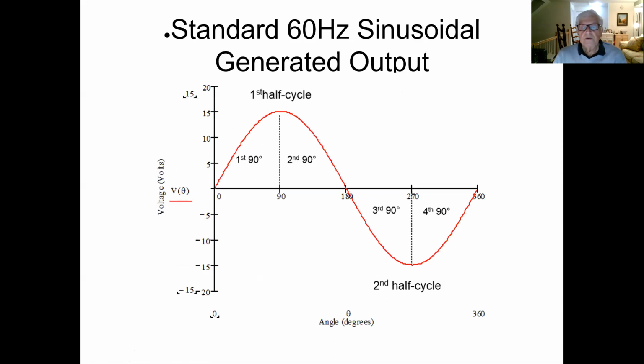Here's our standard curve. The first half cycle gives us a positive peak, and the second half cycle gives us a negative peak value. We have the first 90 degrees to get to a maximum. During the second 90 degrees, we go down to 0, and we build back up in the opposite sense during the second half cycle, and then back to 0. So we start at 0 and end at 0, giving us one full cycle.